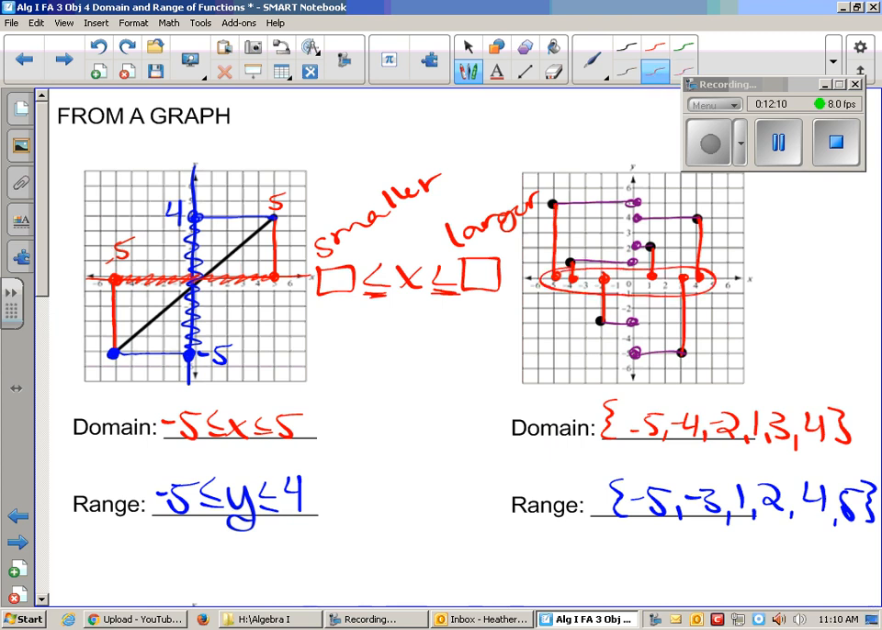And then if I look at all of my red points and I start at the left, they're in order from smallest to largest. So -5, -4, -2, 1, 3, 4. Which is exactly what we have here in our domain written down there. And then I look at my range starting with the point farthest down to the bottom. That's -5, -3, 1, 2, 4, 5. Like that. And it's in order. So that's another strategy that you can use.